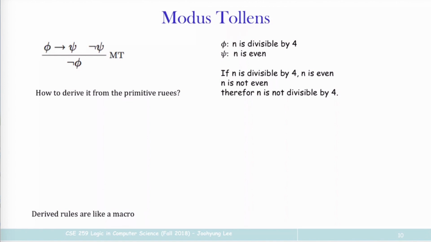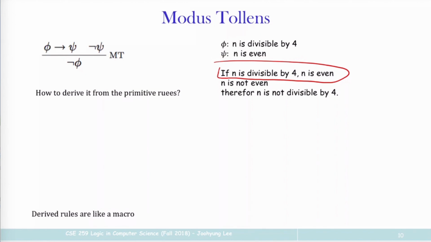is an even number, right? But this itself doesn't say whether n is divisible by 4 or n is an even number, right? Don't get confused. If you have a statement like this, it doesn't say whether n is divisible by 4 or n is an even number. It doesn't say that. Okay? Now, we are given additional information, which is n is not even.